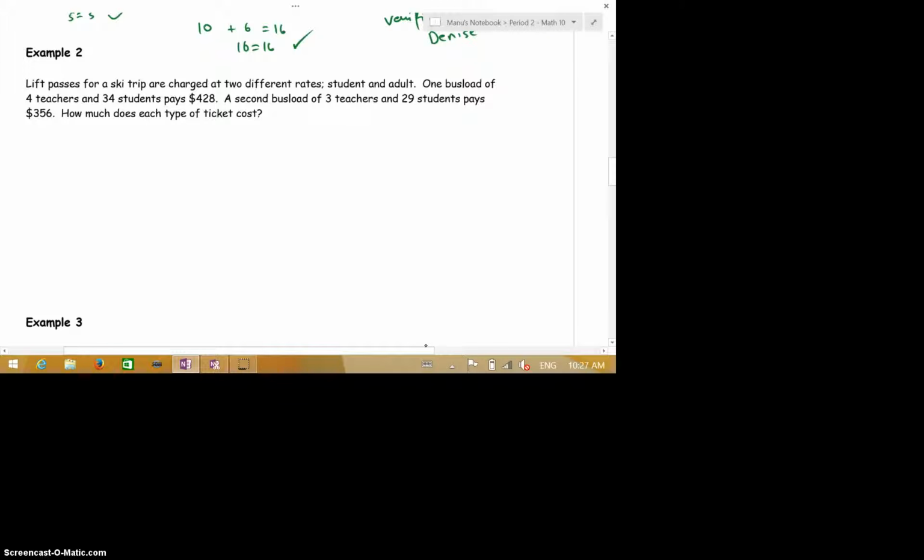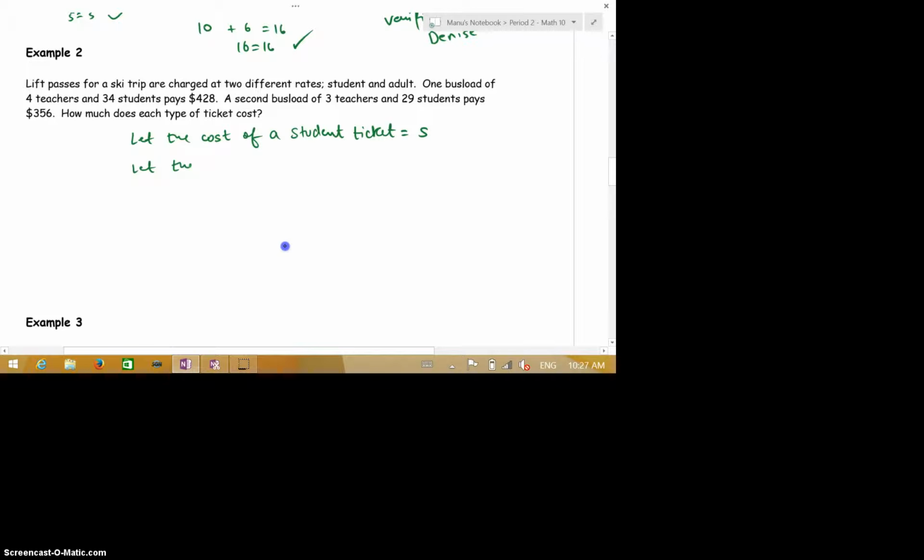Alright, let's see what you came up with for example number 2. So first things first, let statements. We're going to say let the cost of a student ticket equal S, small s, I'll get to the variable.